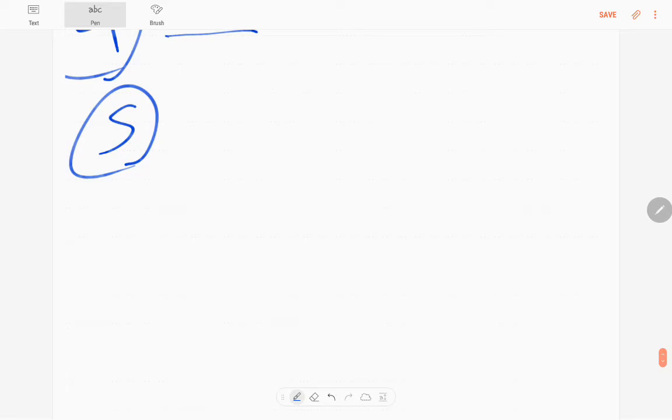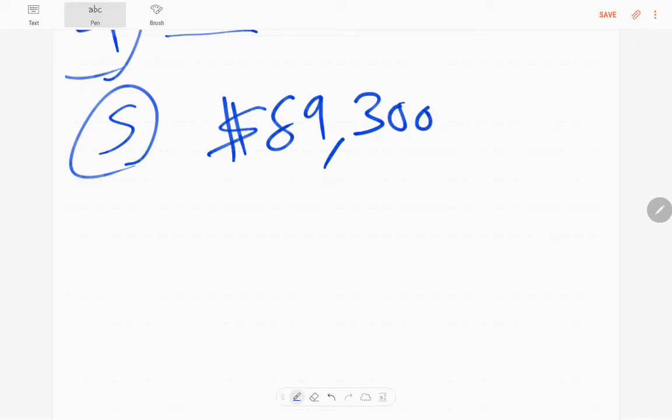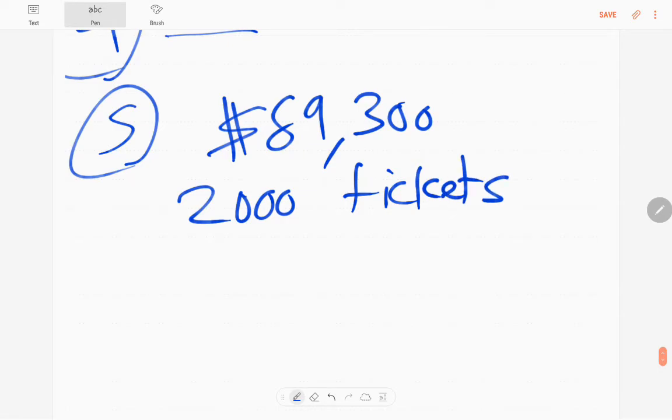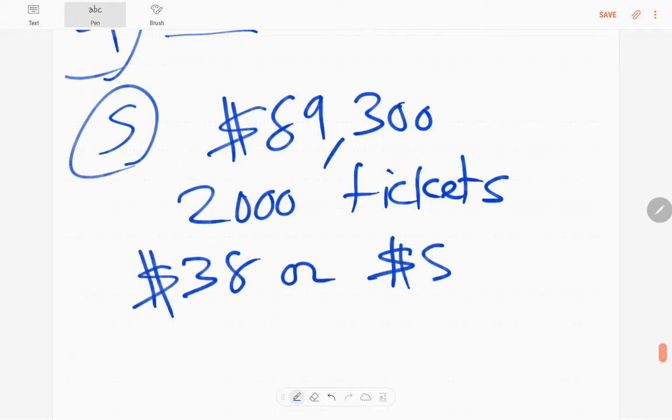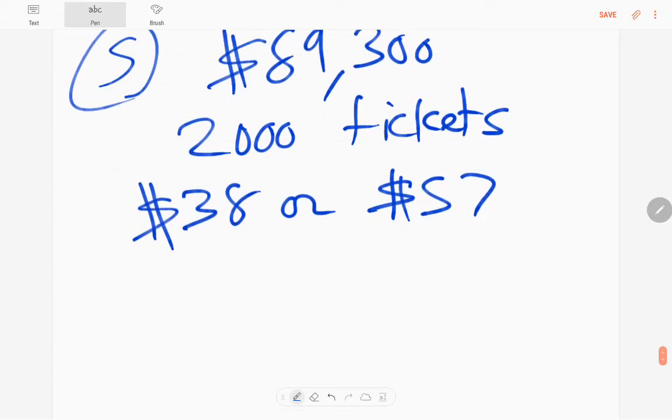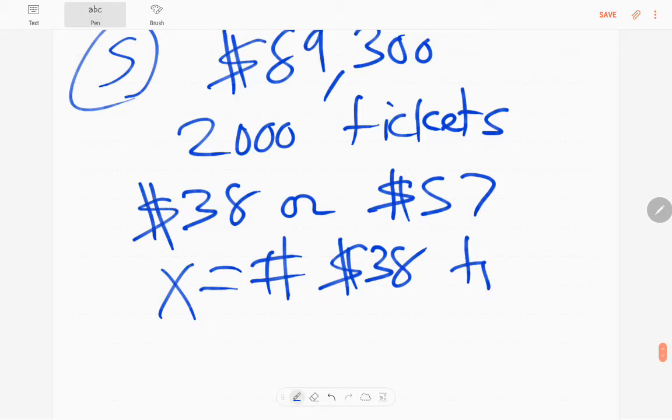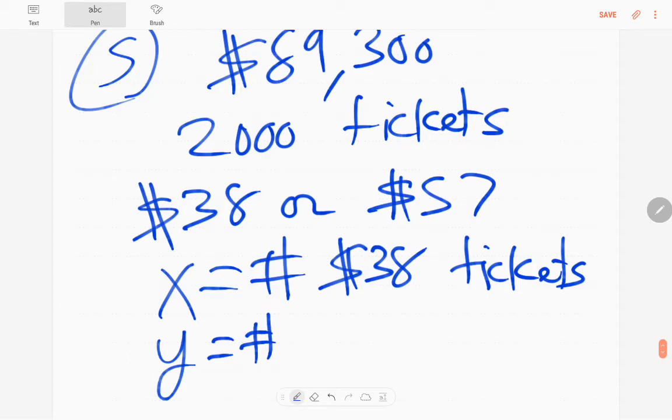A promoter needs to make $89,300 from the sale of 2,000 tickets. She charges $38 for some tickets and $57 for others. So I guess the $57 tickets are closer to the stage. And X is the number of $38 tickets. Y is the number of $57 tickets.